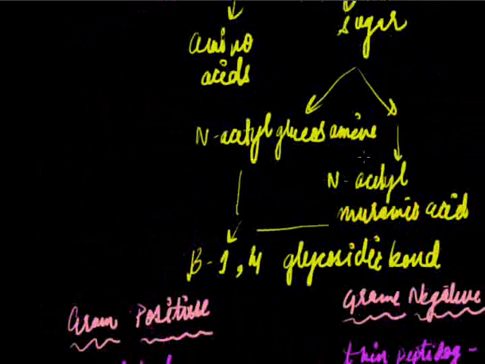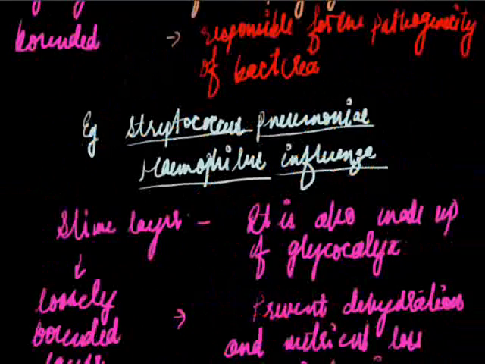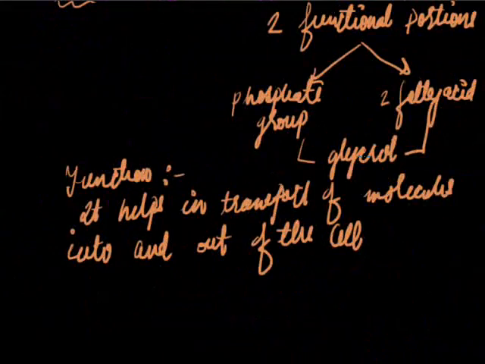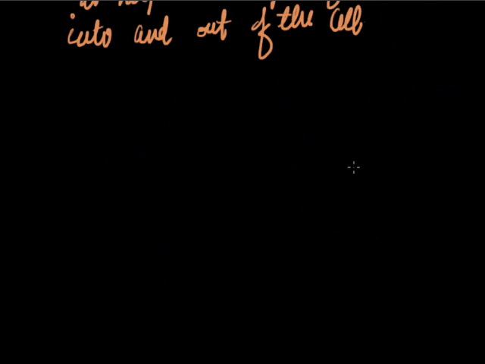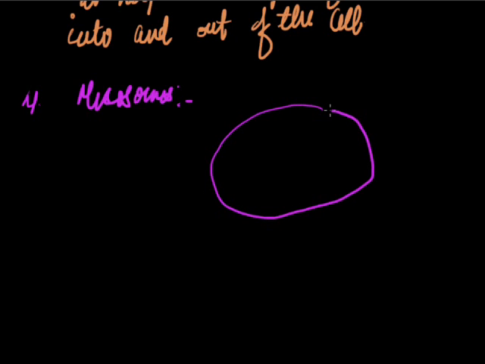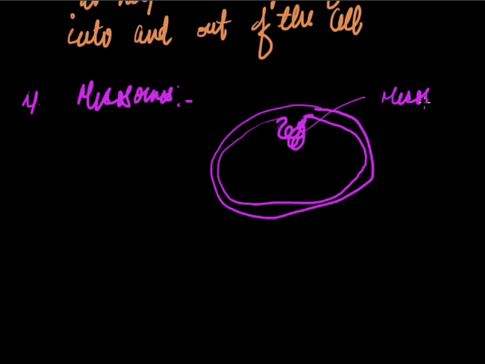So we have studied the capsule, slime layer, cell wall and cell membrane of a bacteria. Now we are going to study a different type of structure present in bacteria, the mesosomes. What are mesosomes? These are infoldings of the plasma membrane, finger-like, and help in cell division. This is the bacterial cell wall and this is the plasma membrane, and the mesosomes are invaginations of the plasma membrane.